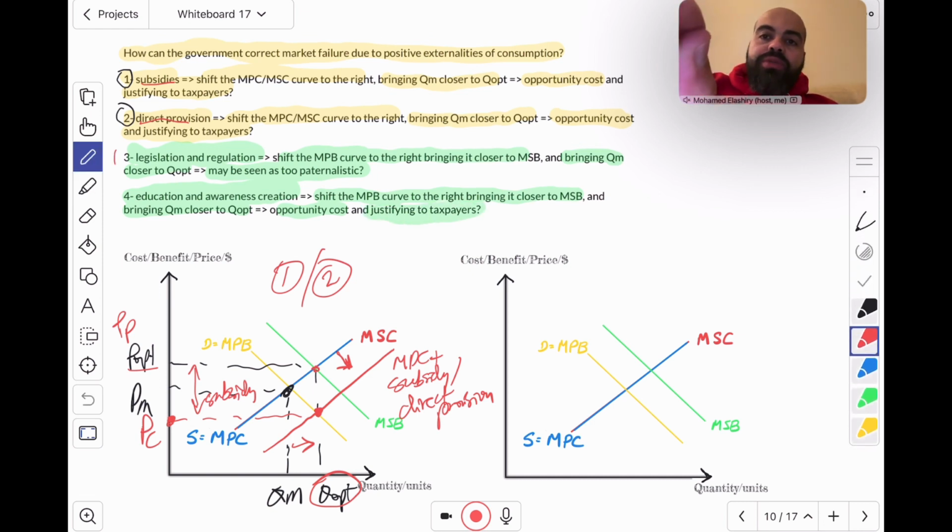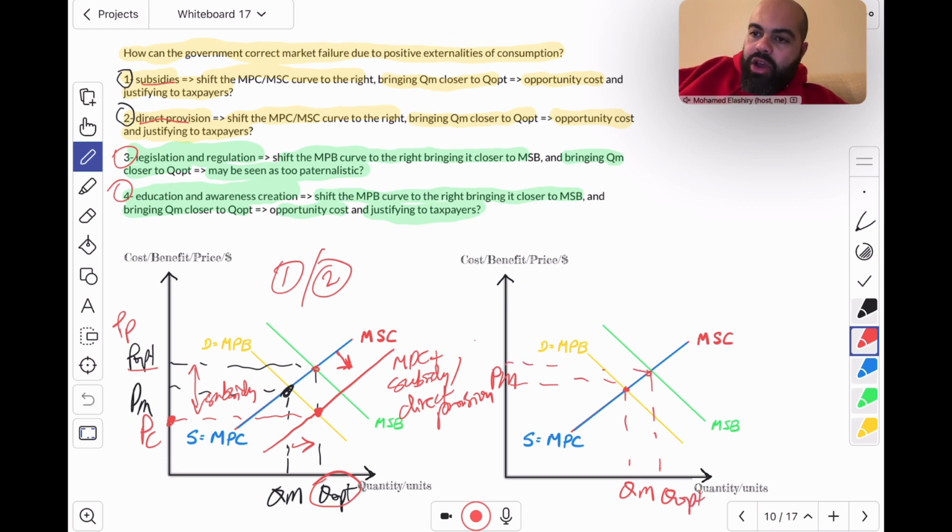So options 3 and 4, they target the MPB. So what they do is they try to shift, again, remember, MPB and MSC, that's QM and that's PM right here. But MSB and MSC, that's Q opt and that's P opt. So by using legislation, regulation, and education awareness, options 3 and option 4, they will shift the MPB curve to the right, bringing QM closer to Q opt.